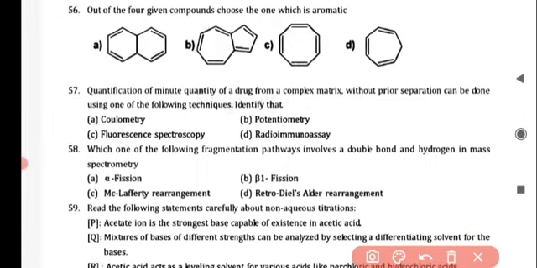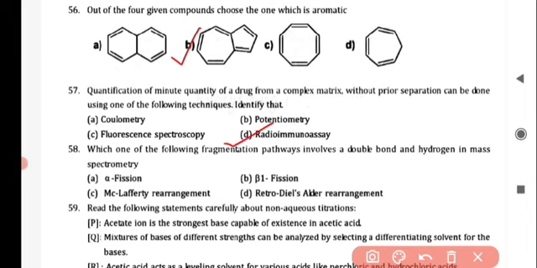Next question is, out of the 4 given compounds, choose the one which is aromatic. And the correct answer is option B. Next question is, quantification of minute quantity of a drug from a complex matrix without prior separation can be done using one of the following techniques. Identify that. And the correct answer is option D, radioimmunoassay.